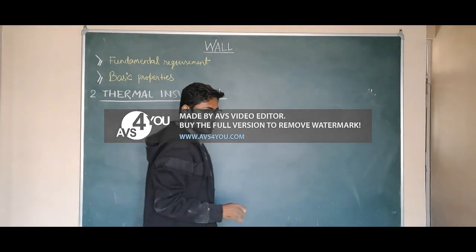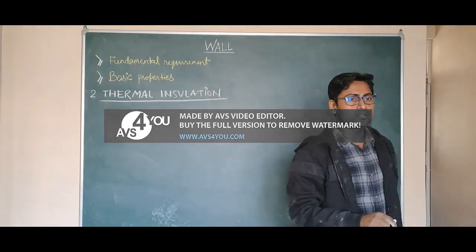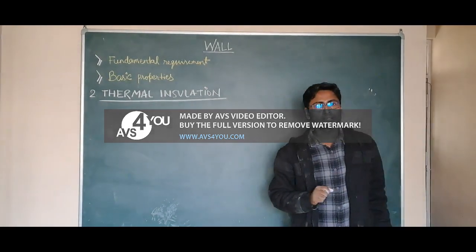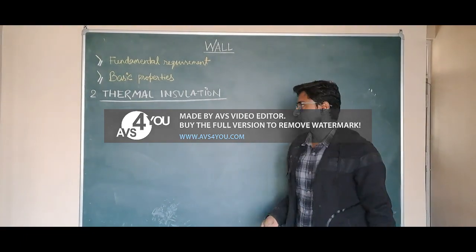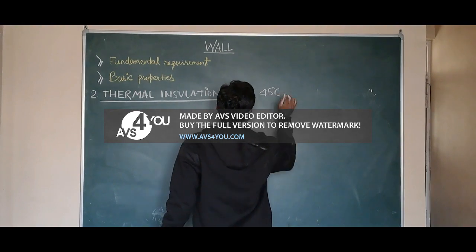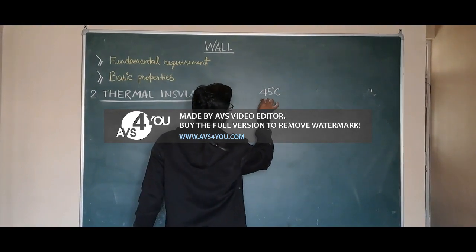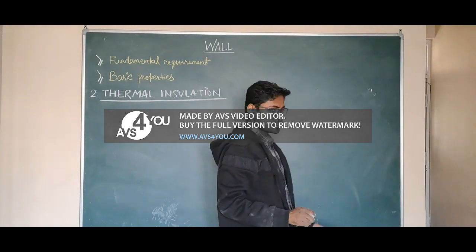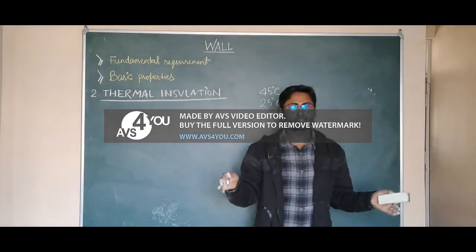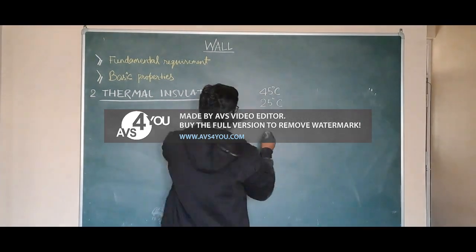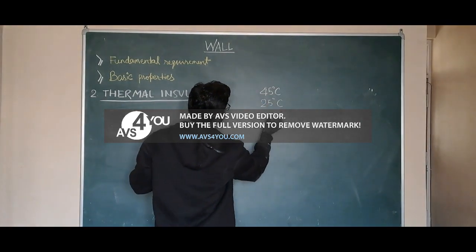Suppose we are going to construct the wall in a place like Jodhpur, even in Delhi. So let's say day temperature is 45 in Jodhpur, 45 degrees Celsius during daytime. Night time it would be, suppose, 25 degrees Celsius. So that means diurnal range of temperature is quite high. Sorry, daytime we are getting 45, nighttime 25.